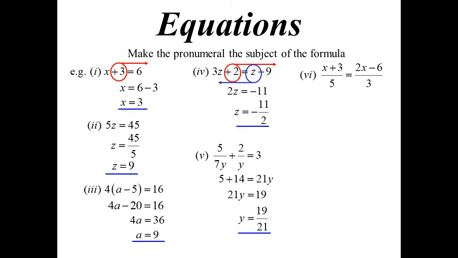Fraction equals fraction. The quickest way of doing that is to cross multiply through the equal sign. But that's only if you've got a fraction equaling a fraction. So multiplying through the equal sign, we get 3x plus 9 equals 10x minus 30. Moving things around, 39 on 7. There's a quick little recap of basic equations.